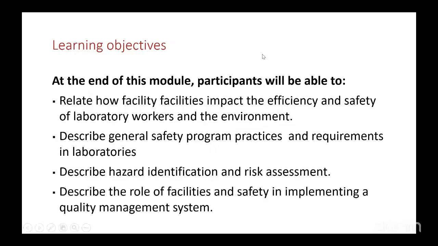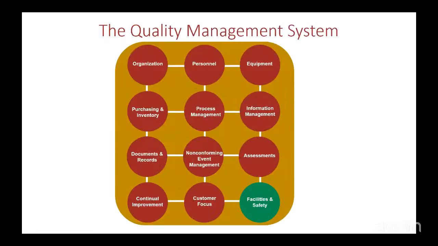By way of introduction, going around it again, which we have known over the previous sections, facility and safety is part of the 12 quality system essentials. For those of us who don't know, this is it: we have organization, personnel, equipment, purchasing and inventory, process management, information management, document and records, non-conformity event management, assessment, continuous improvement, customer focus, and we also have facility and safety.